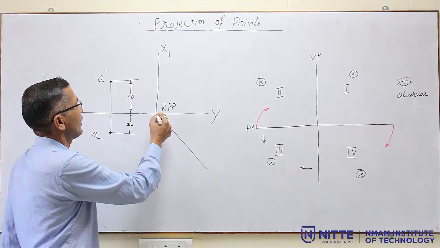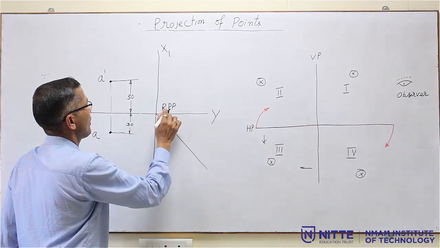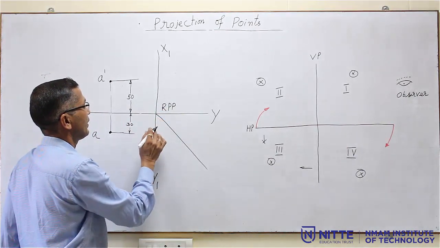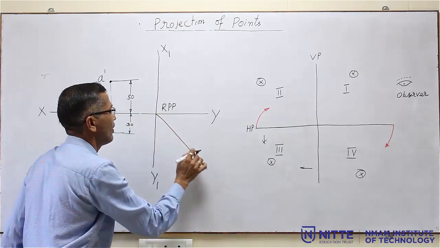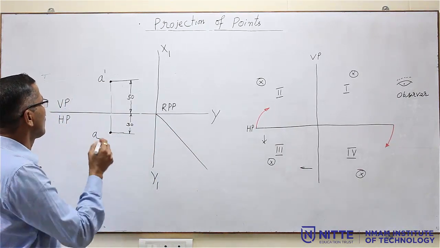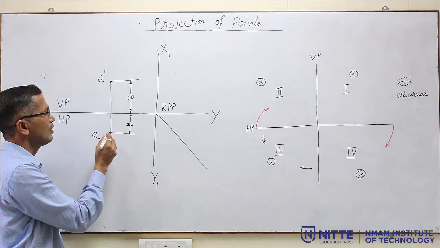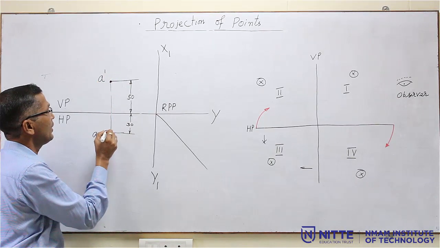A light line is drawn here, which is inclined at an angle of 45 degrees. No need of giving the number, you just have to draw a 45-degree line. That is the first step. Then after that, go to the top view. You have to remember this, not the front view. Go to the top view.